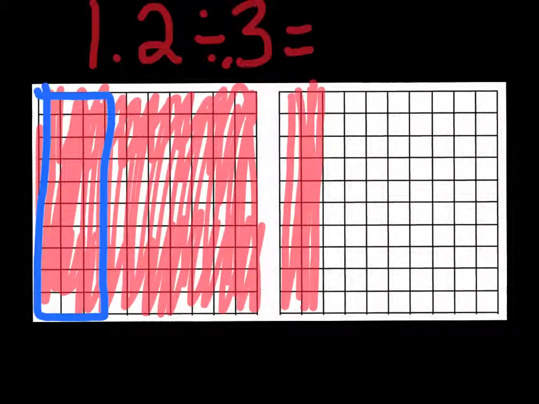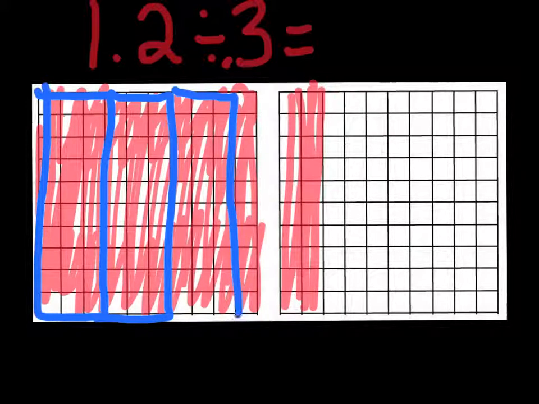Then I'm going to do it again. 1, 2, 3. And I'm going to circle that. I used another 3/10. Can I make more cookies? Yep. So 1, 2, 3. Wow, I've got 3 batches of cookies made, and I still have some left over.